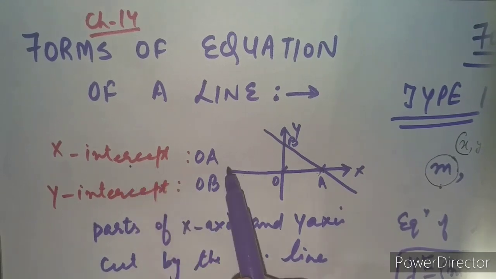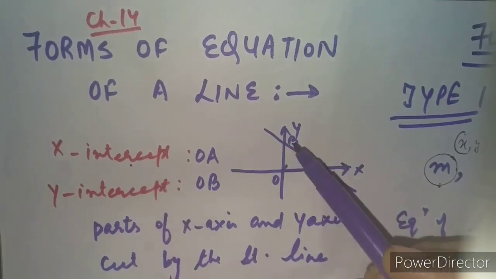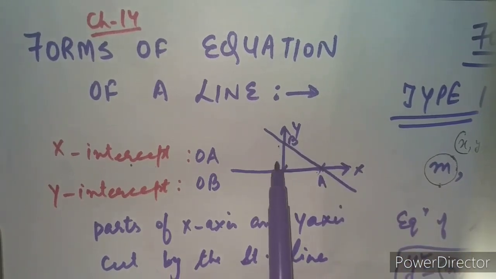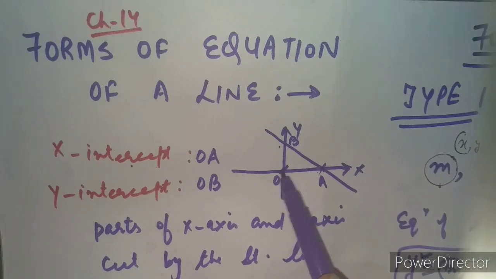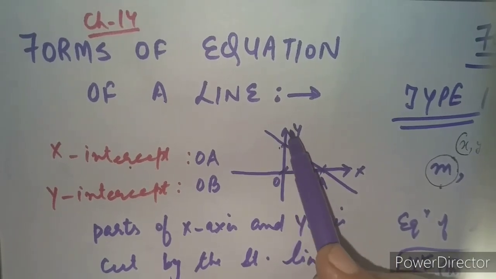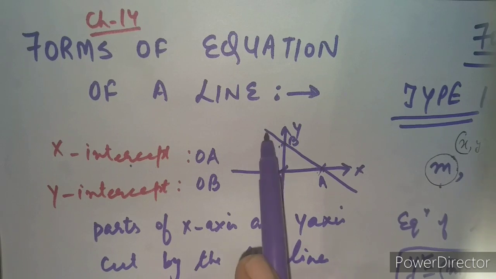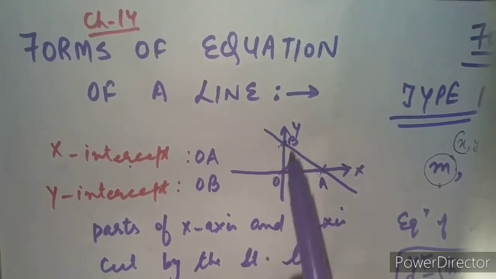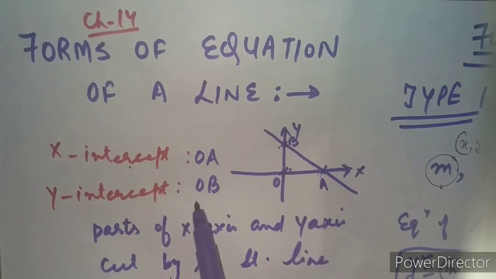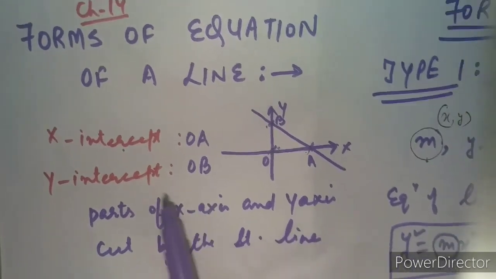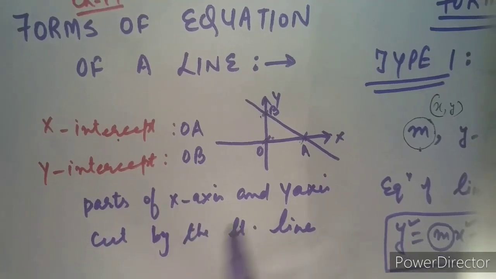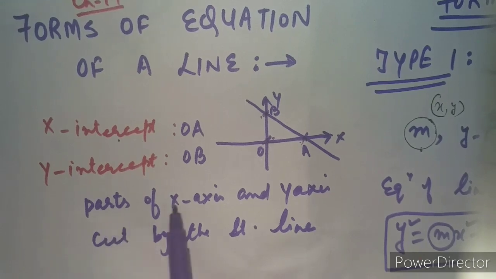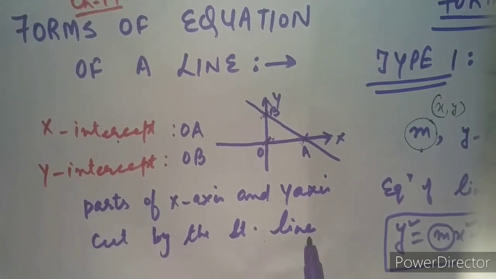The portion OA cut by this straight line is known as the x-intercept, and in exactly the same way the portion of the y-axis cut by this line, clearly seen here, is OB, from O point to B point. Otherwise the y-axis was drawn long, but when we drew this straight line, the portion of the y-axis cut by it is known as the y-intercept, right? So what are x-intercept and y-intercept? Finally, these are nothing but the parts of the x-axis and y-axis cut by the straight line.